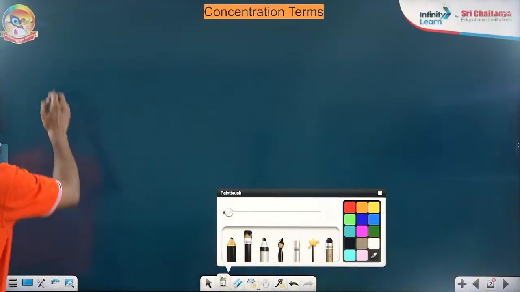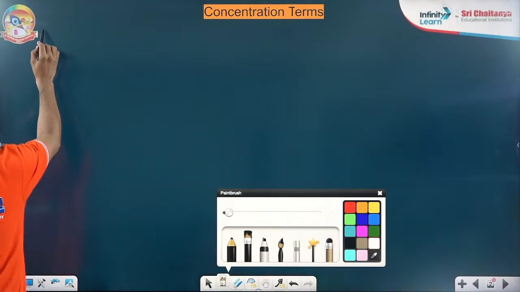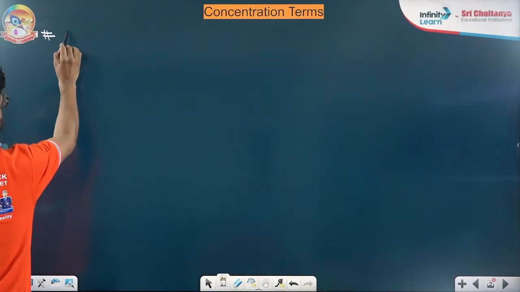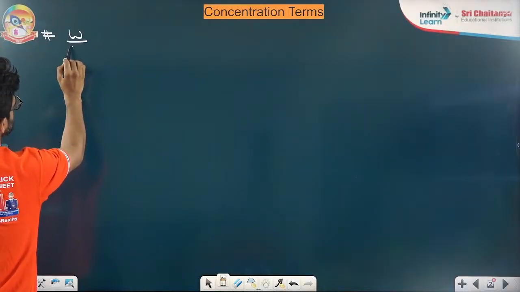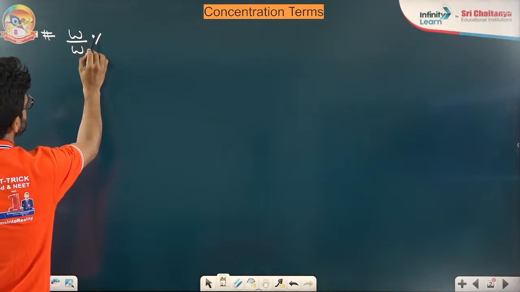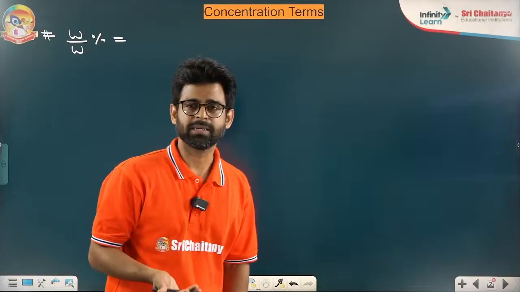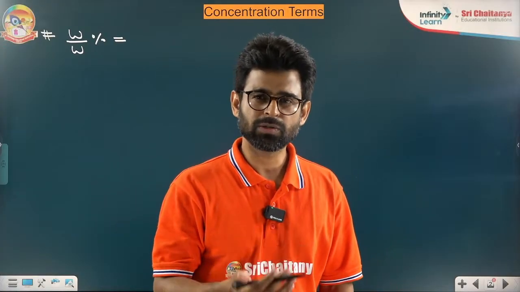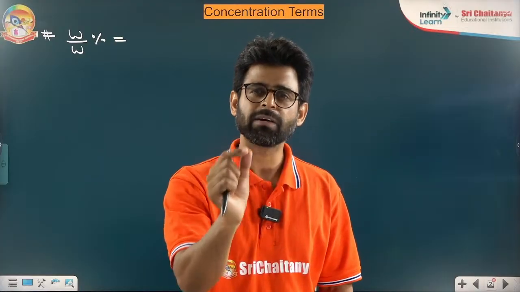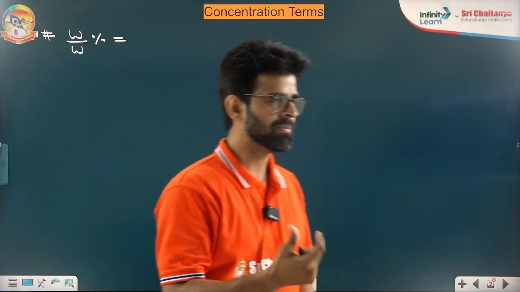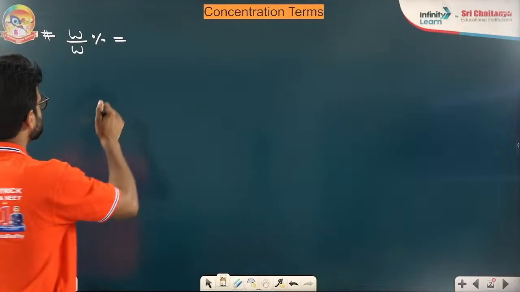So first of all, I am taking very basic things. First I am taking the weight by weight percentage. You will see this many times in questions. Weight by weight percentage is the first term. If they are giving you a solution and in the solution they are writing it is this much weight by weight percent of this, what does that mean, right? So what is weight by weight percent, beta?